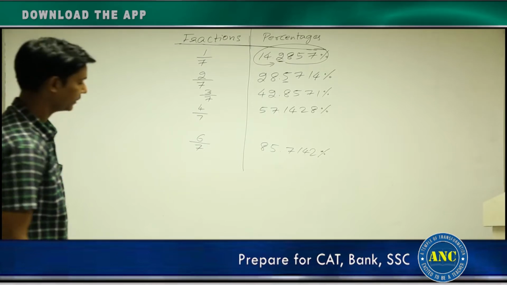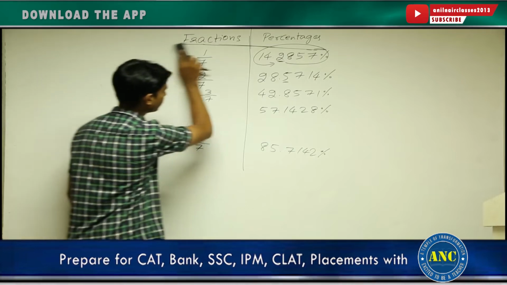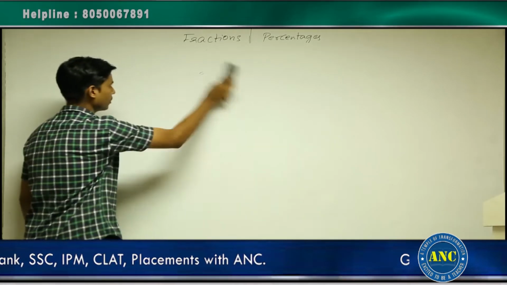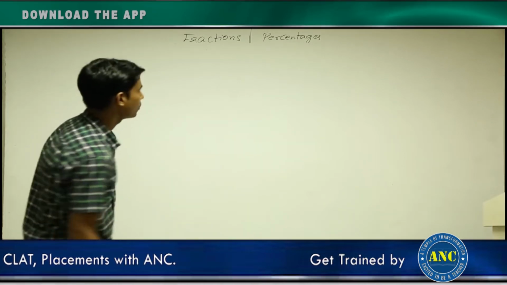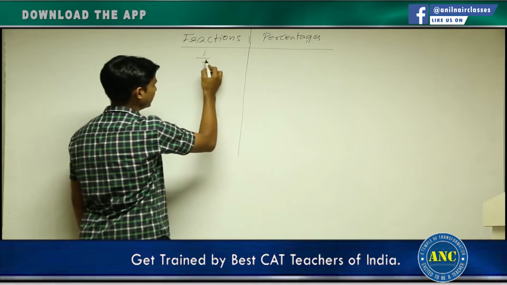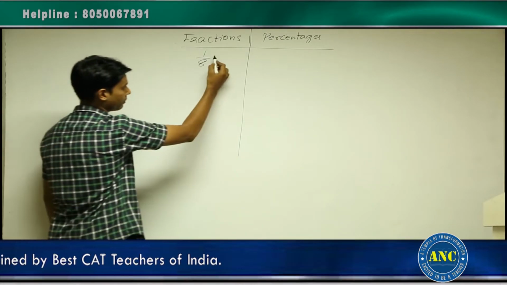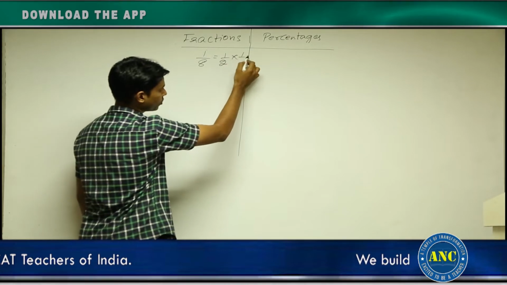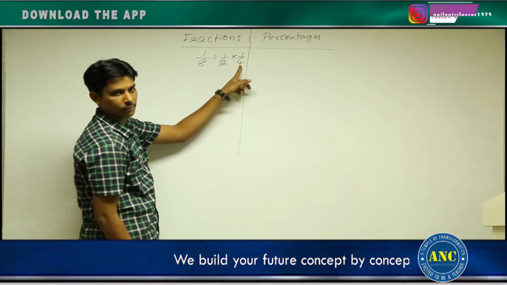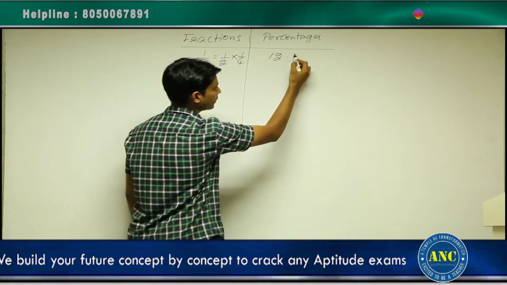Okay? Can I move on to the next fraction? Please listen here. 1 by 8. Can I write 1 by 8 as 1 by 2 into 1 by 4? 1 by 2 into 1 by 4 is 1 by 8 only, right? What is 1 by 4? 25%. Half of 25% is 12.5%.